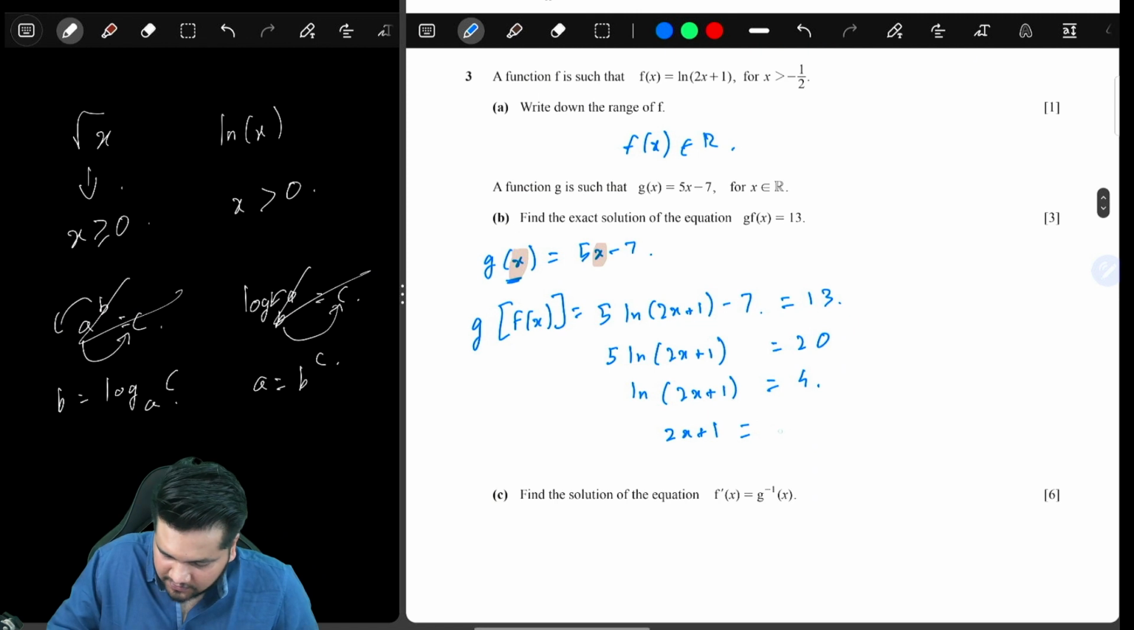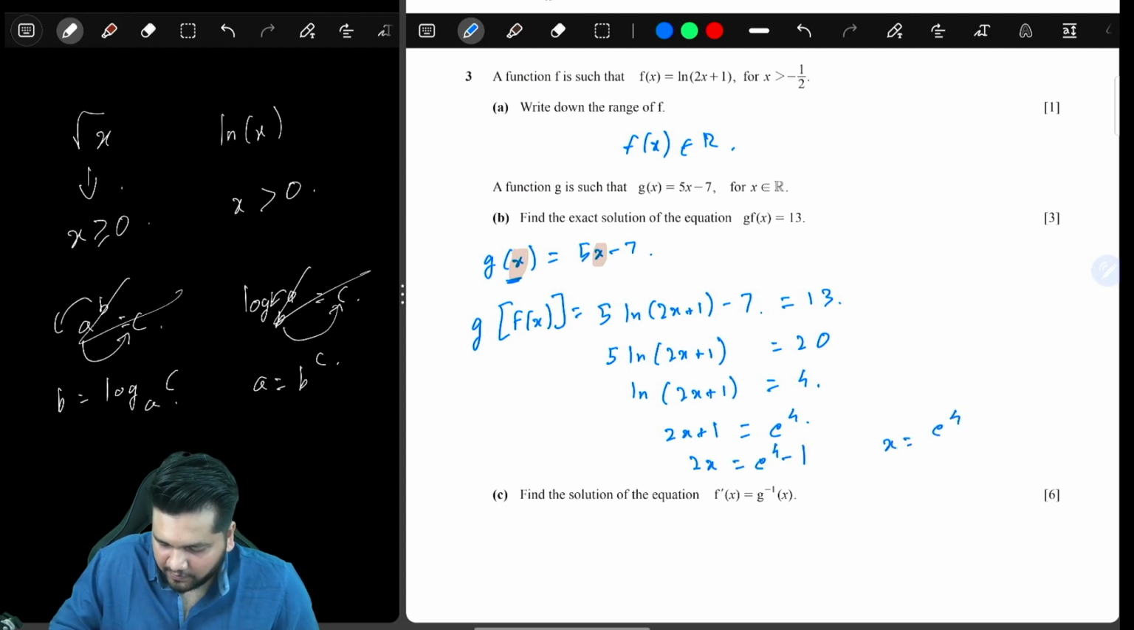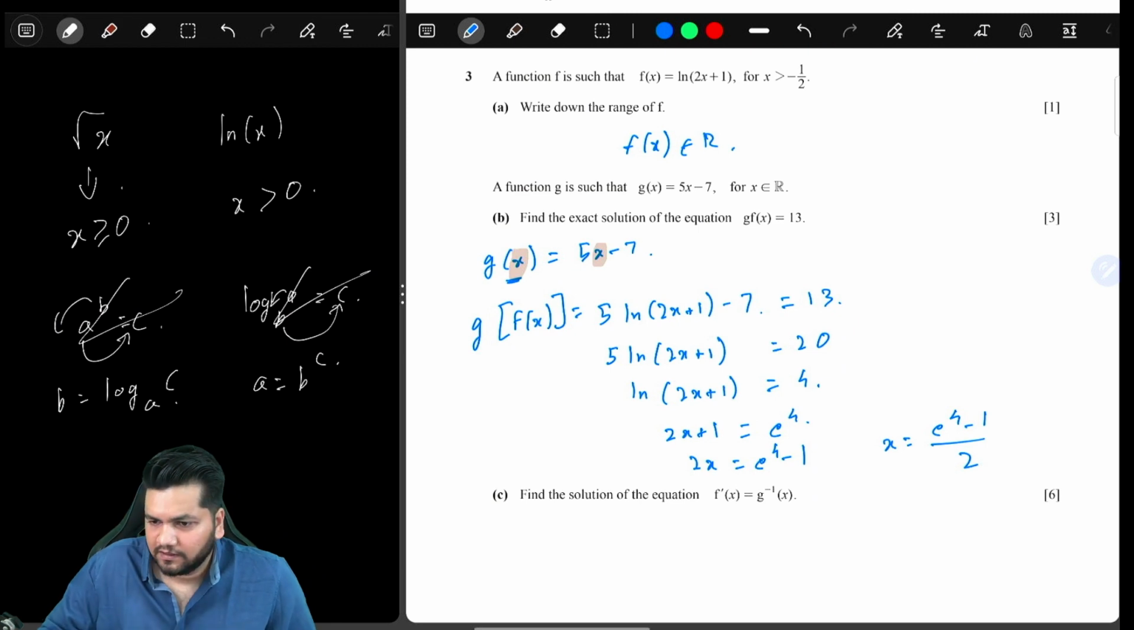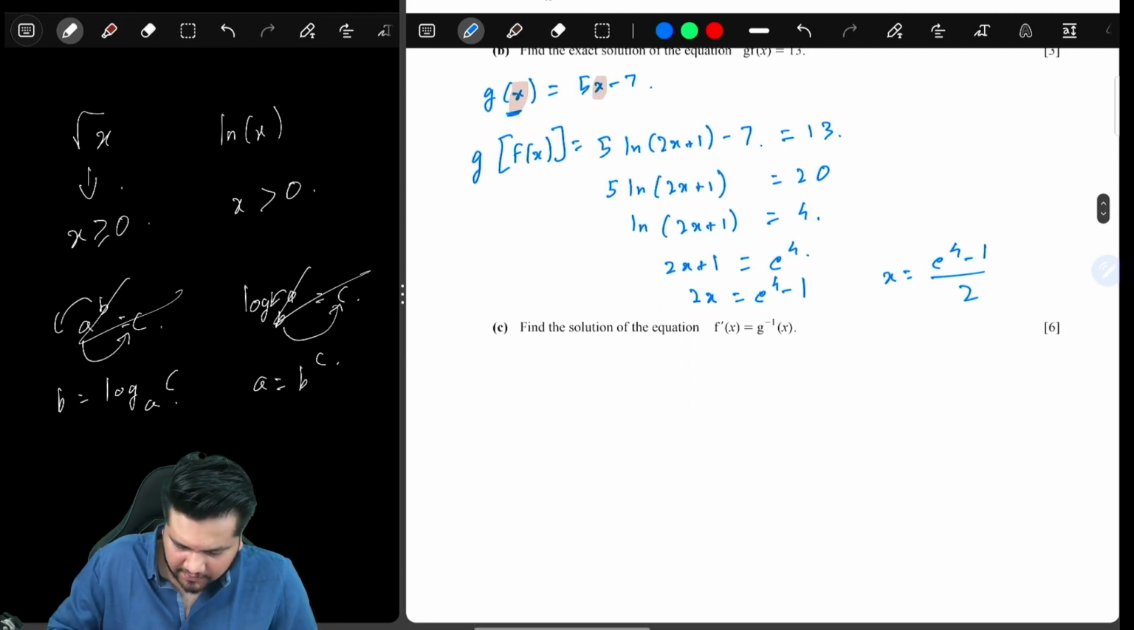So, 2x plus 1 is equal to e to the power of 4. Of course, 2x is equal to e to the power of 4 minus 1. So, x is going to be e to the power of 4 minus 1 by 2. I think they are expecting this much only.